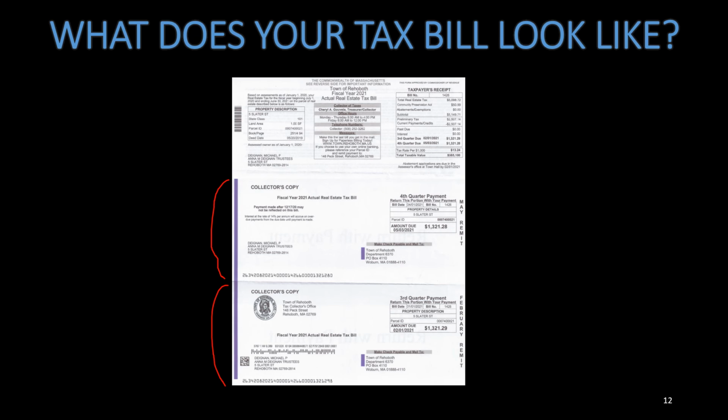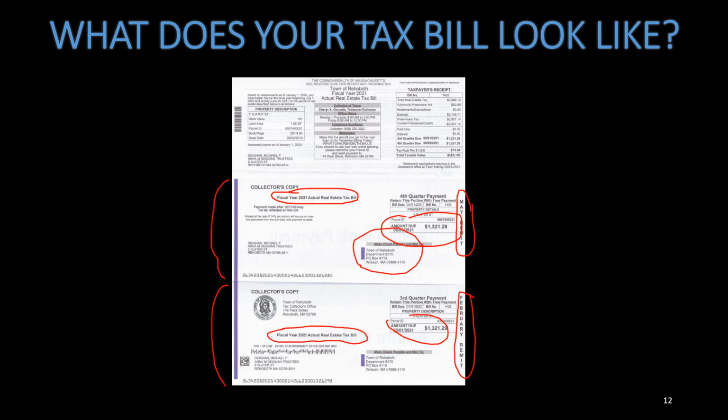And over on the left-hand side, you will see the payment date. In this case, this is for the February payment, and this coupon here is for the May payment. It actually reflects the fact that this is the fiscal year 21 actual real estate tax bill on both of those coupons, and it will show you the amount due and the due dates as well. And of course, the mailing address is shown on both of them as well.